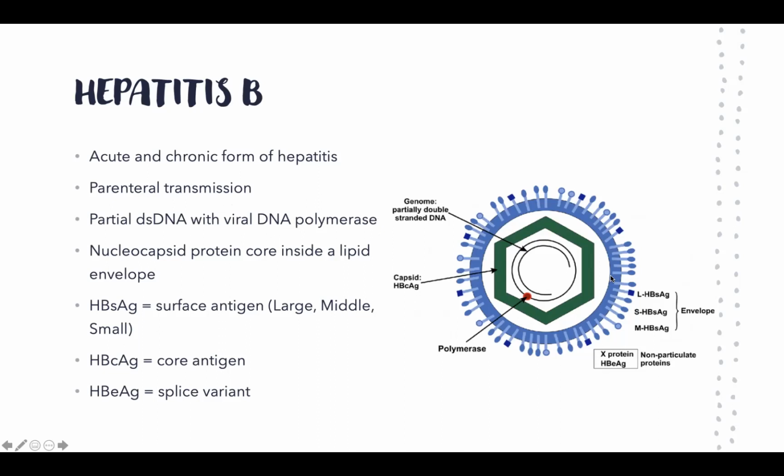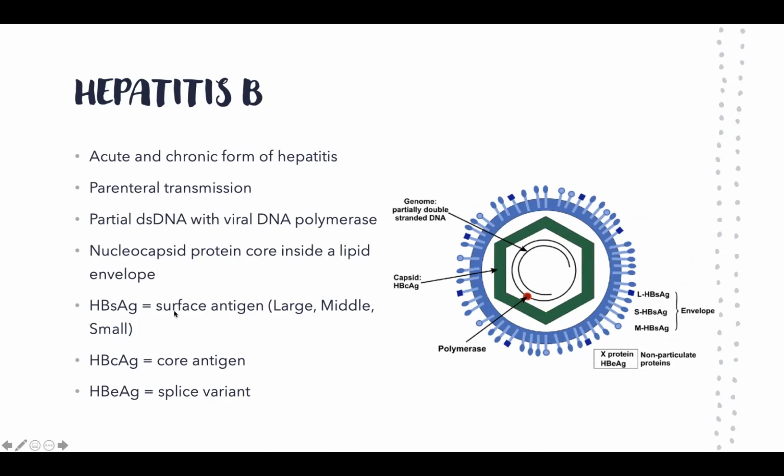It has a partial double-stranded DNA, which will then have to be converted to fully double-stranded DNA, and it has a viral DNA polymerase that can assist with that too. It has a nucleocapsid protein core, which is actually inside of a lipid envelope. So this is different from hepatitis A, which only had a capsid outer shell.